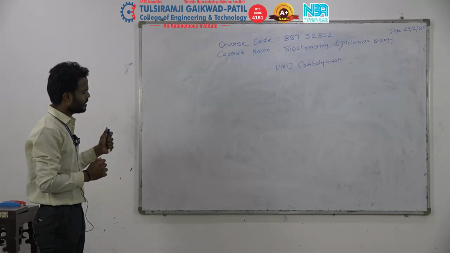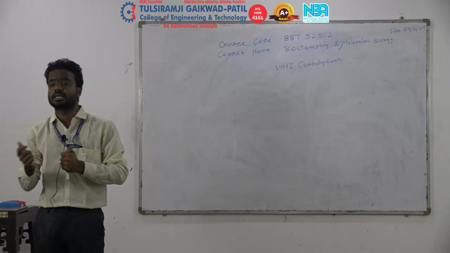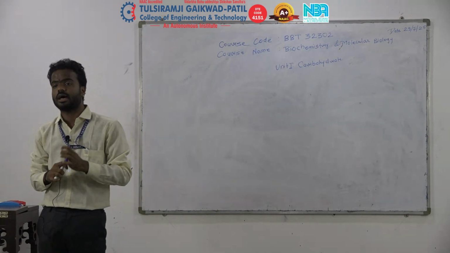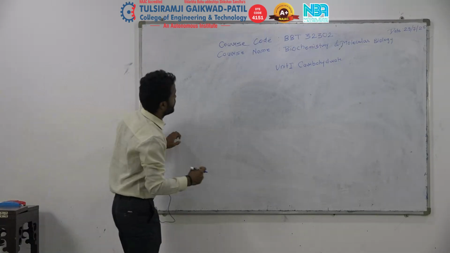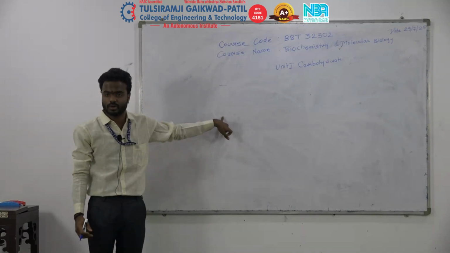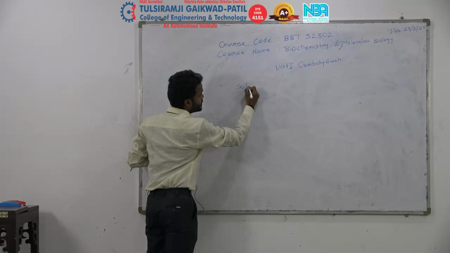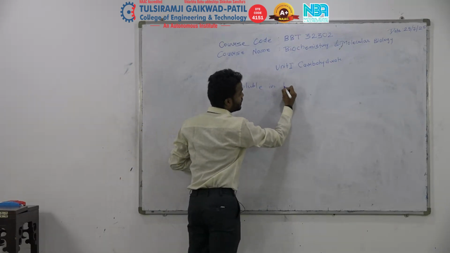Carbohydrates are used in many cell signaling pathways. In the cell membrane, they are used as glycoproteins. So first of all, we will see some characteristics of carbohydrates. Carbohydrates are soluble in nature.